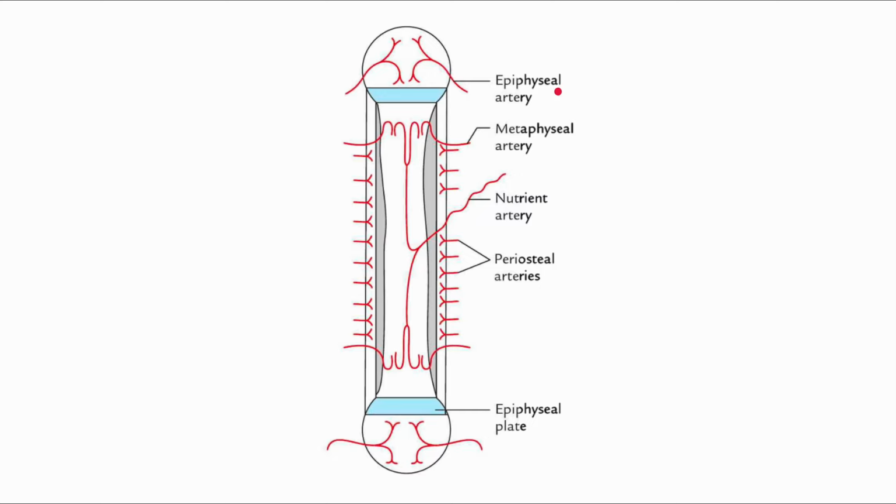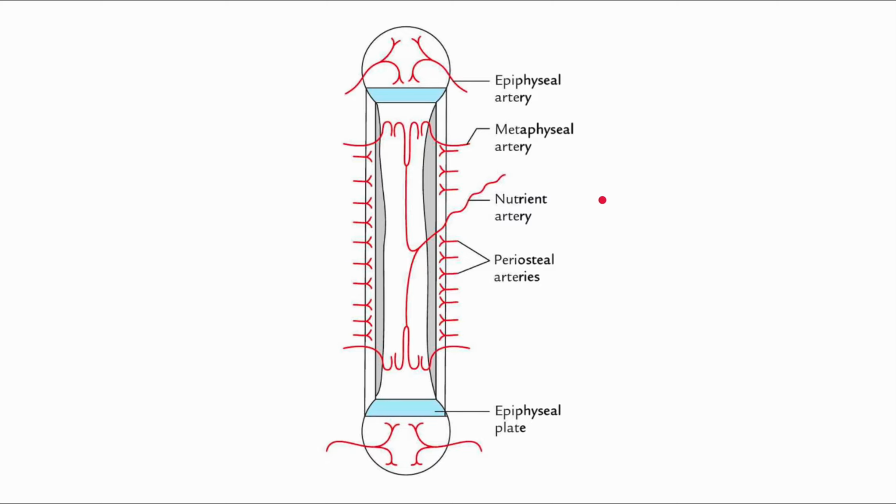Before going further, let's understand this diagram. This is a diagram showing the schematic parts of a long bone, and this upper part will be the proximal epiphysis, this middle area will be the diaphysis, and this will be the distal epiphysis. In between them we have the epiphyseal plate which will later become the region of metaphysis. Now we will be seeing the arteries one by one.